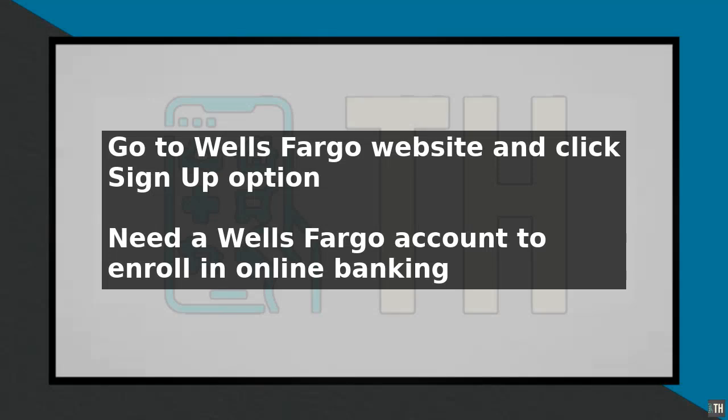To set up Wells Fargo online banking, start by going to the Wells Fargo website and clicking on the Sign Up or Enroll option. You will need to have a Wells Fargo account, such as a checking or savings account, to enroll in online banking.